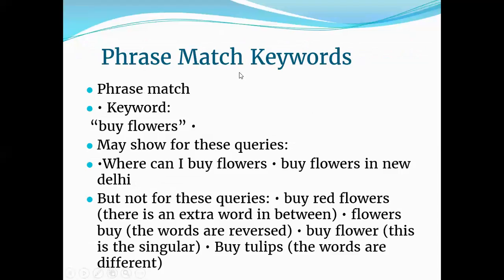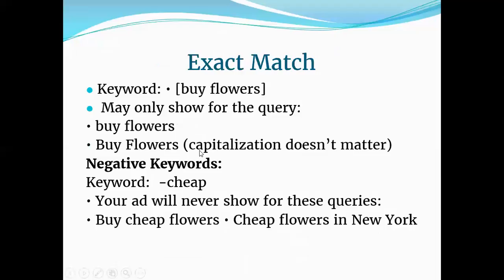Now, it's a phrase match. What is my keyword? Buy flower. Buy flower New York will match by the phrase. Why? Because the phrase matches buy flower. Suppose buy red flower. It's not a phrase match. Why? Because between buy and flower I'm writing red. So it's not buy flower. This all, buy red flower, is called broad match. Sorry, broad match. So yeah.